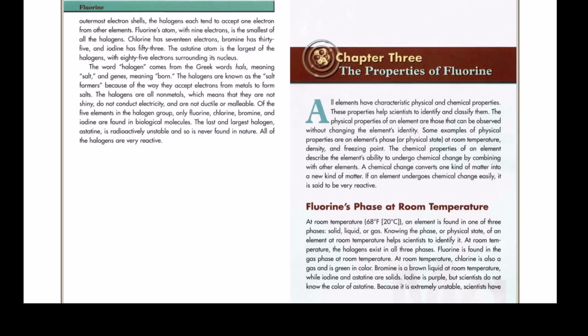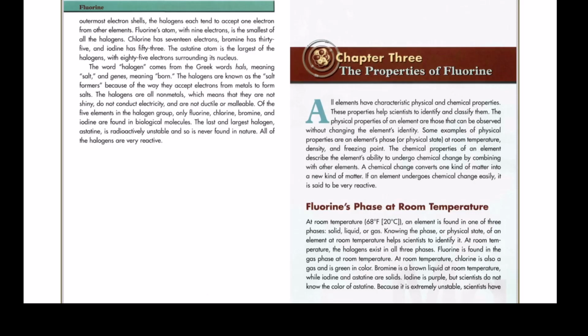Fluorine phase at room temperature. At room temperature, 68 degrees Fahrenheit, 20 degrees Celsius, an element is found in one of three phases: solid, liquid, or gas. Knowing the phase or physical state of an element at room temperature helps scientists to identify it. At room temperature, the halogens exist in all three phases. Fluorine is found in the gas phase at room temperature.